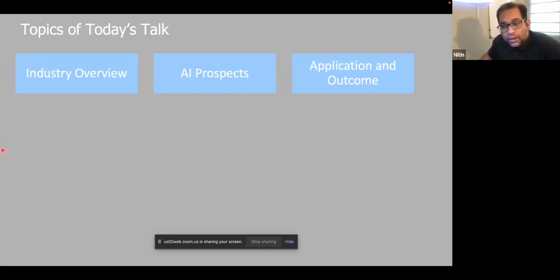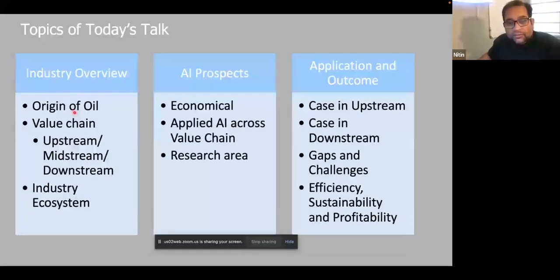This is more about how to generate a mindset, or how to prepare yourself to learn this technology and apply it to something you already know, right? So that's the coverage of this presentation. We'll go through the origin of oil, and the value chain distributed between three sections: upstream, midstream, and downstream. How has the industry ecosystem evolved?